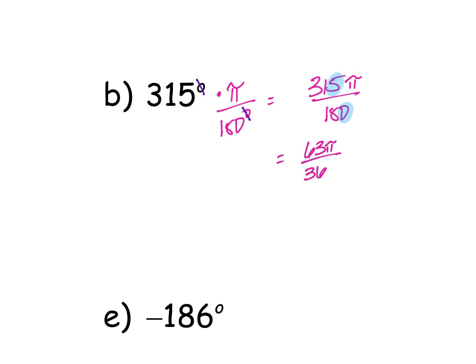And I think I can actually simplify further because I think that 9 goes into 63. Is that right? Yeah. And 9 goes into 36. So this time what I did is I divided by 5, and this time I'm going to divide by 9. So I should get 7 pi over 4. And that's my answer in radians. I'm going to just leave it like that, 7 pi divided by 4.